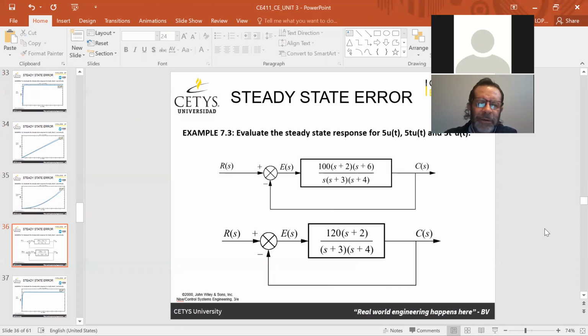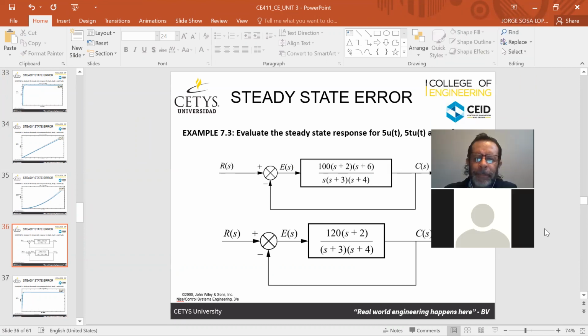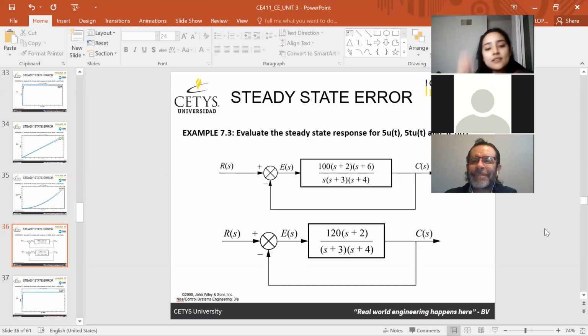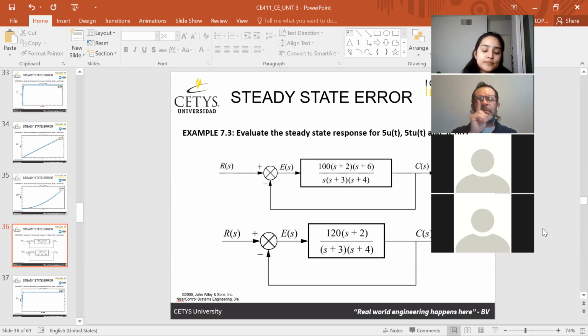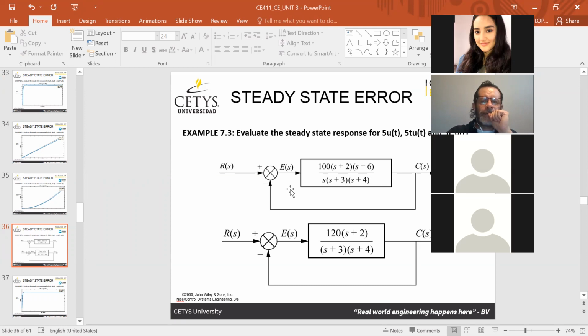So let's see, Ariane, go ahead. What I see different is the order of the system. Correct. That's a very good observation. The second system that we're analyzing, the 7.3, is of a higher order. Thank you, Ariane. Anything else?